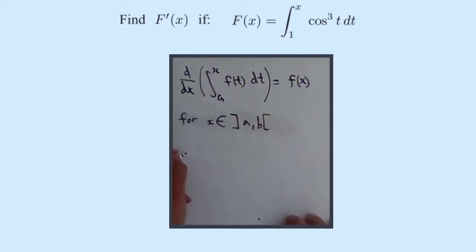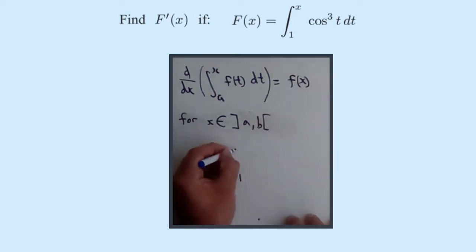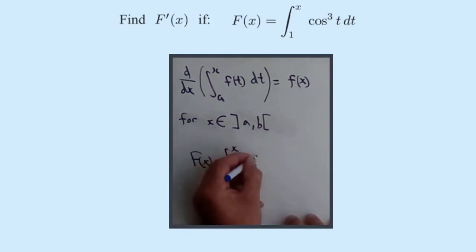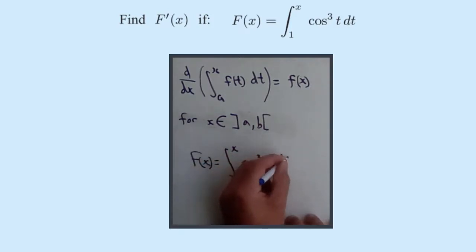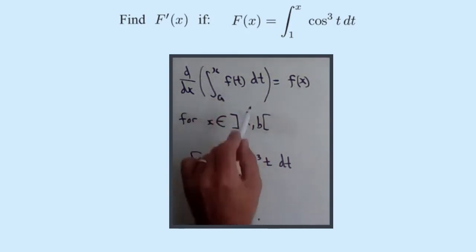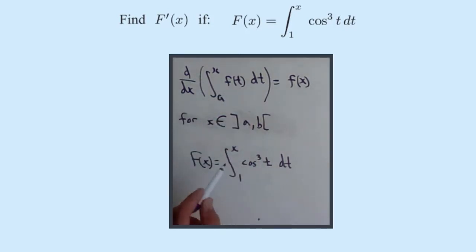So if we look at what we've got, we have f of x equals the integral between 1 and x of cos cubed t dt. So we've got our f of t dt, so that's fine. We have an x and we have an a. Well, a is just 1, it's a nice constant, so everything is already in place.